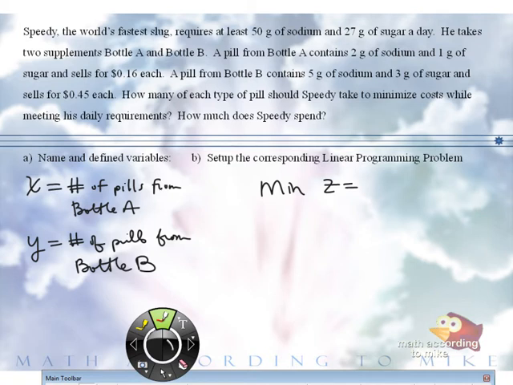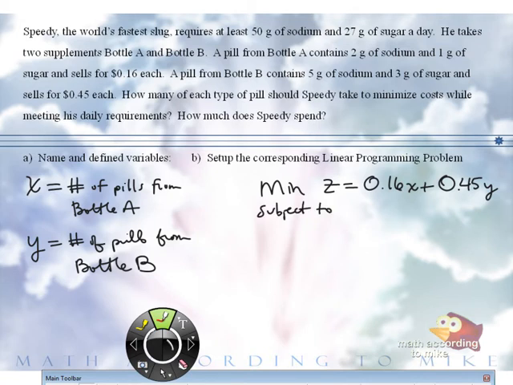How much does each pill from bottle A cost? 16 cents. And how many pills from bottle A do we have? X. So the corresponding cost is 0.16x. Plus, how many pills, we have Y pills from bottle B. They each cost 45 cents. So the corresponding cost is 0.45y. We're trying to minimize that objective function subject to.